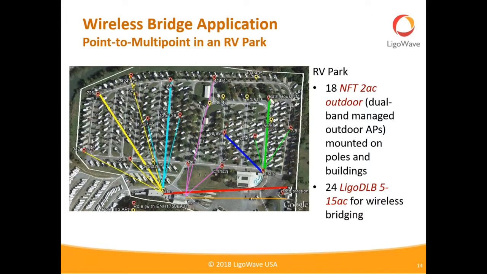And those are the red dots that you see in this figure here. Those are connected by 24 LigoDLB 515 ACs in the point to multipoint groups that you can see in the colors here. And that's done for wireless bridging. So from the access point's perspective, it thinks it has a wired connection. In reality, what's happening is that that is now going across a point to point or point to multipoint link to get back to the main distribution frame.